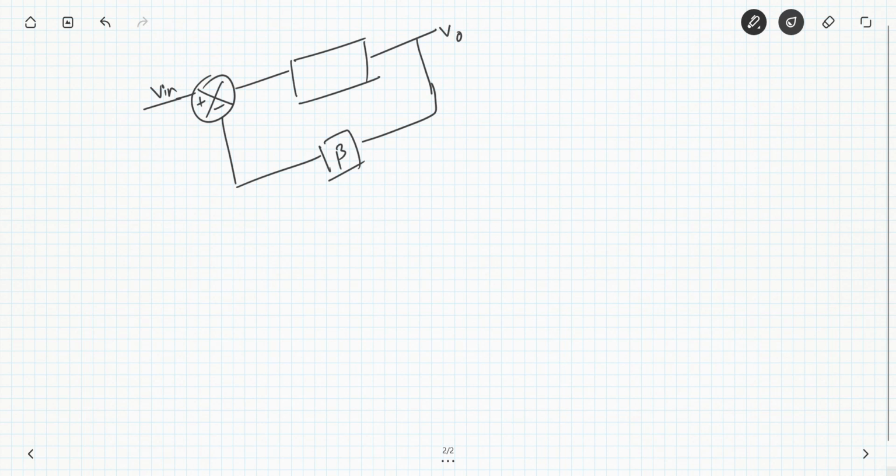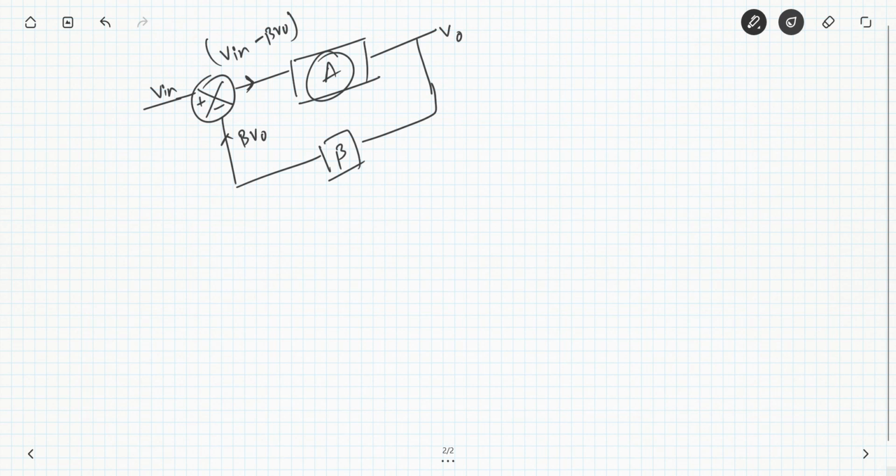Now we also know the Barkhausen criteria, but let's not go so deep. Let's just write the equations. So the voltage which will come here is beta times V naught. The voltage which will come here is V in minus beta V naught, and it will go into this amplifier which has a gain A.